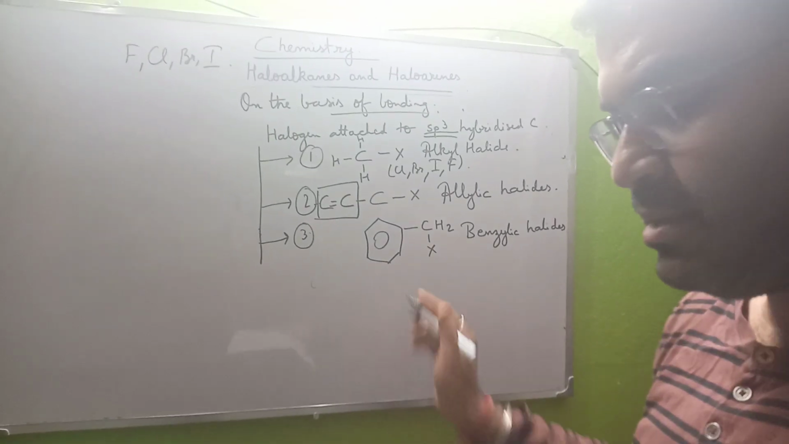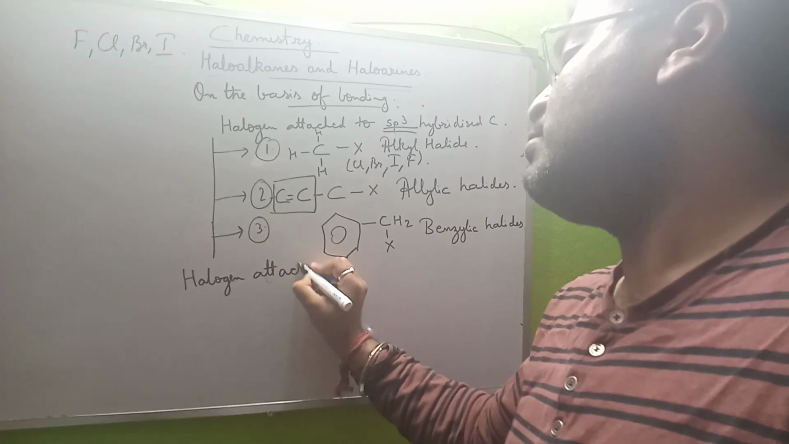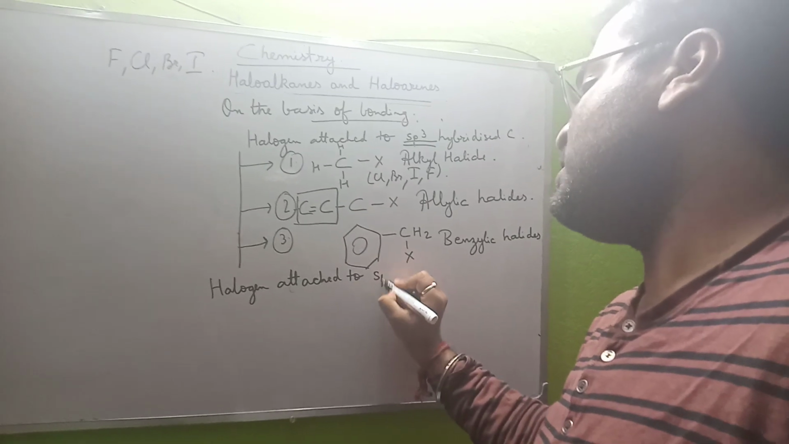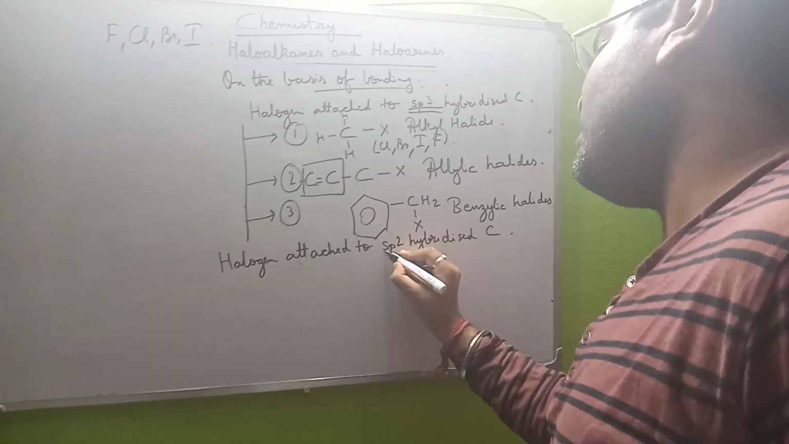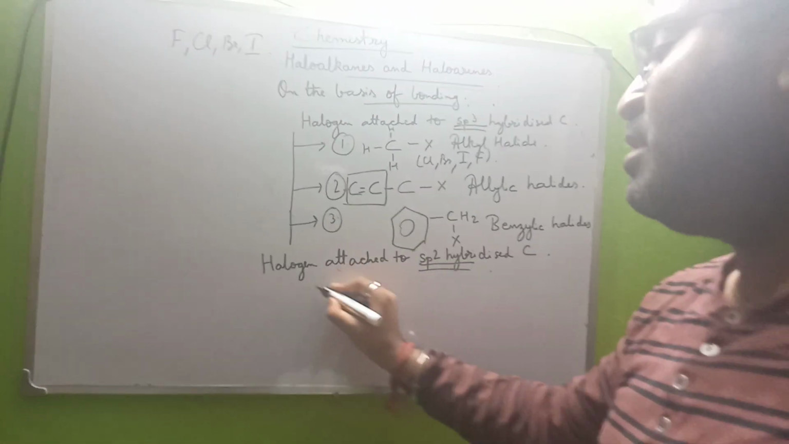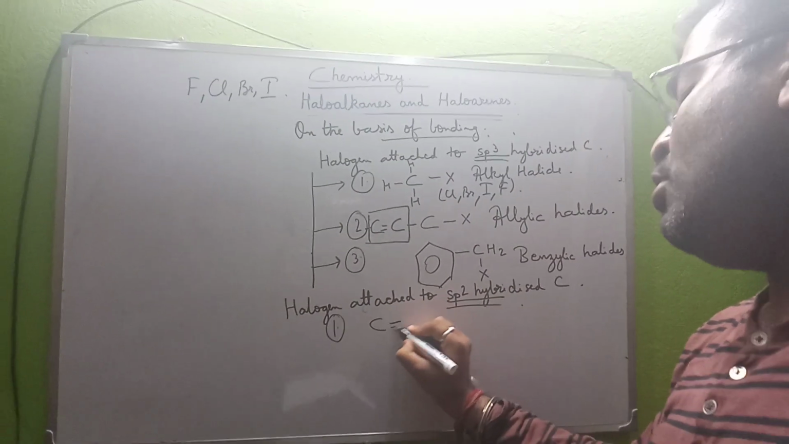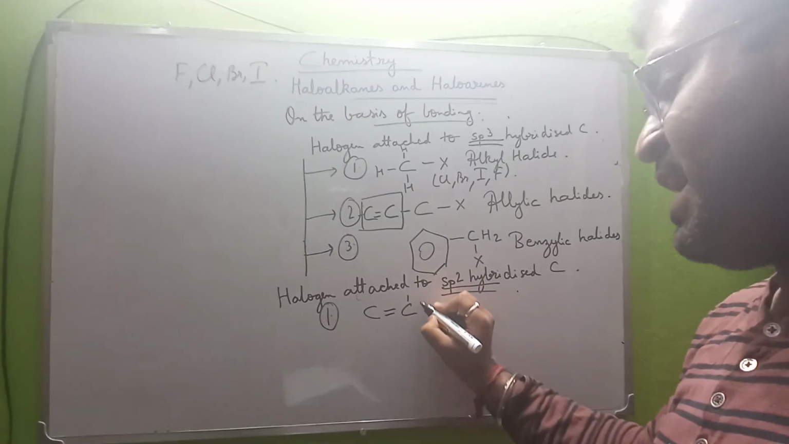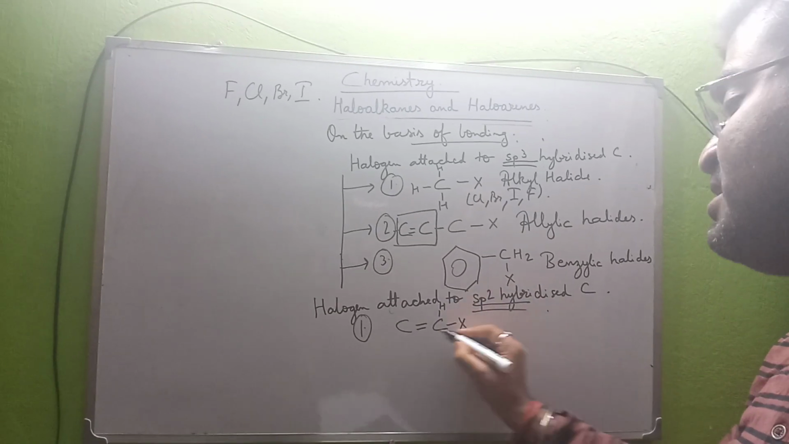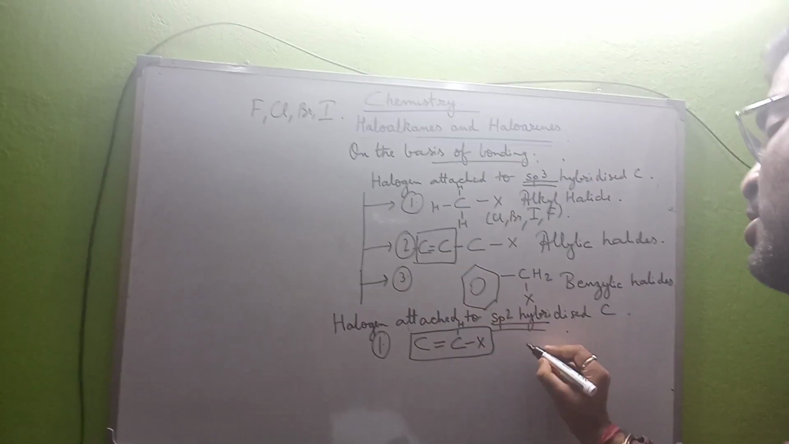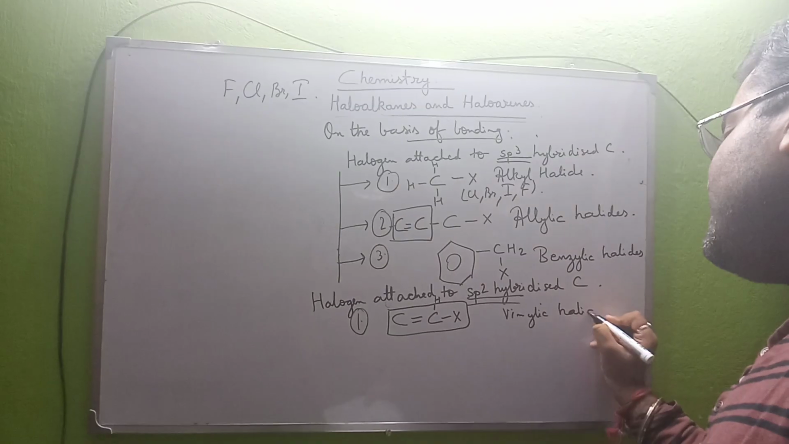Now after this, we will also discuss halogen attached to an sp2 hybridized carbon. sp2 means double bonded carbon. We have all studied this in chemical bonding as well as in class 11. When a carbon has a double bond and a halogen is attached to it, such carbon structures are known as vinylic halides.